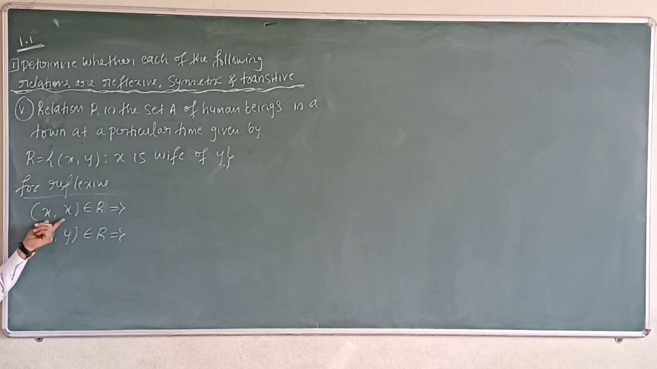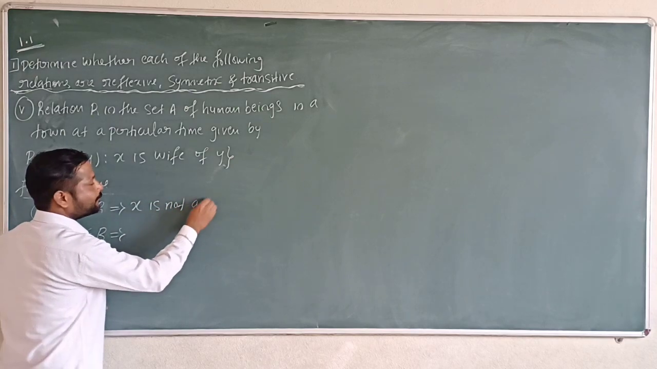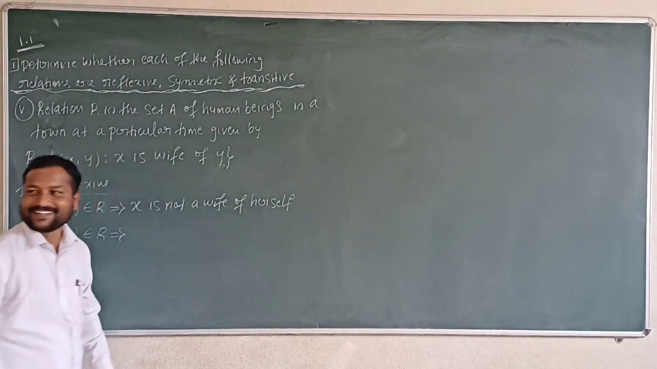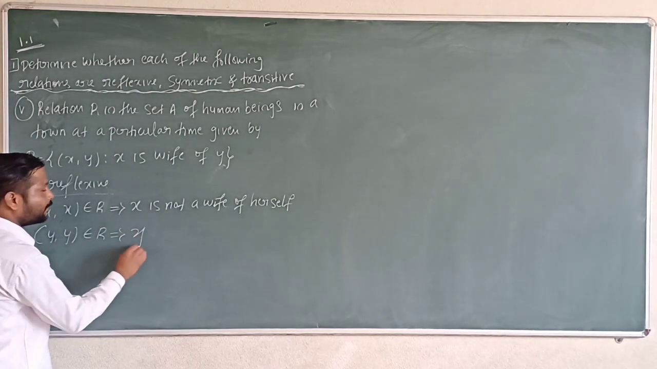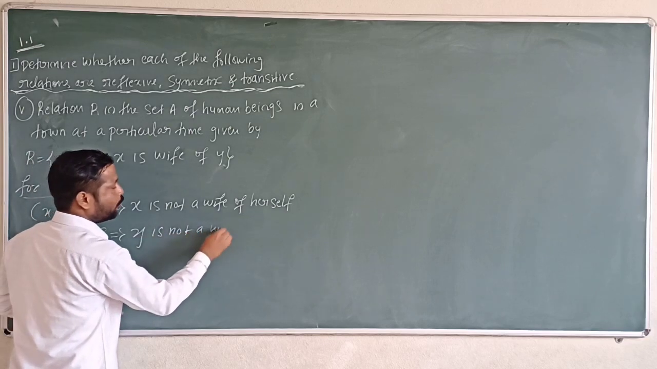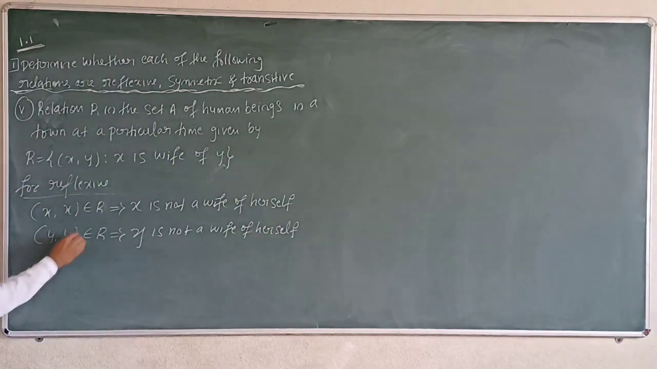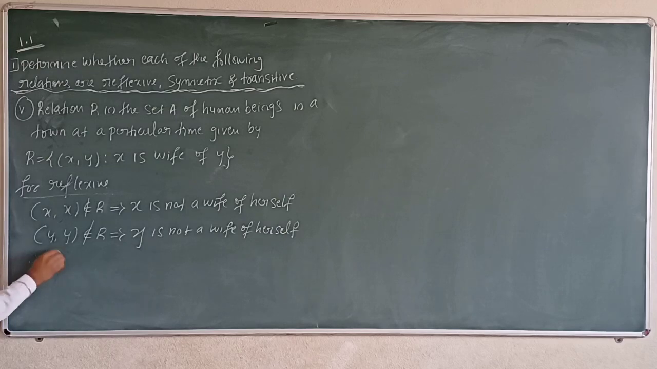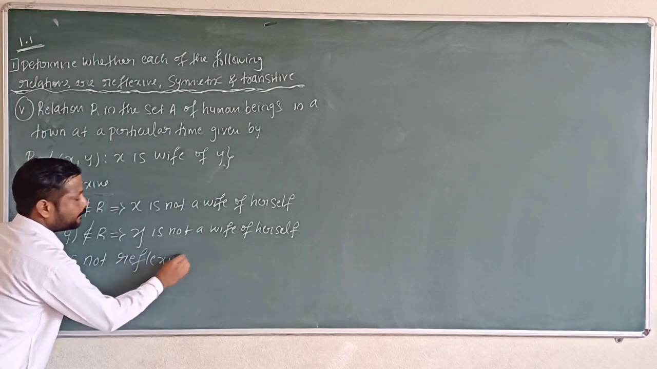A person cannot be the wife of herself; she will have another person as a husband, right? What do you write here? x is not a wife of herself. Same as it is, y is not a wife of herself. There is no chance of that. Okay, y is not a wife of herself, right? So therefore what happened? The relation is not satisfied here. (x, x) does not belong to R, (y, y) does not belong to R. So therefore R is not reflexive. R is not a reflexive relation.